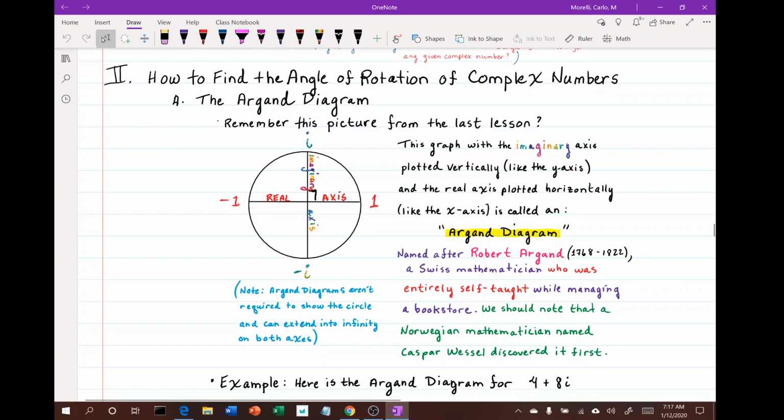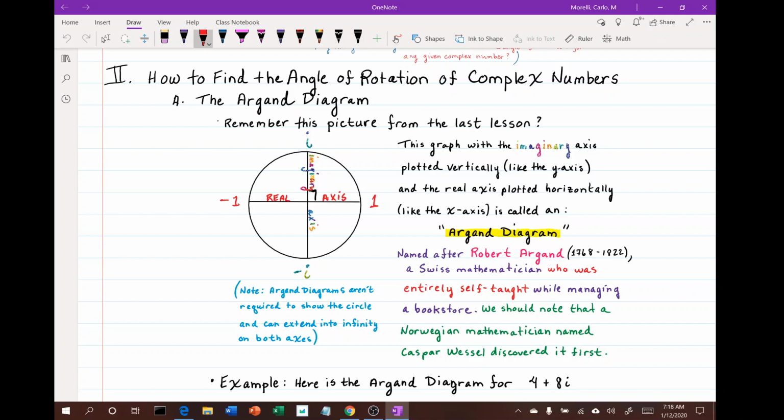So, section 2 here. How to find the angle of rotation of complex numbers. Now, for this, we're going to be using something called the Argand diagram. And that might not be the correct pronunciation, but it's the Argand diagram.